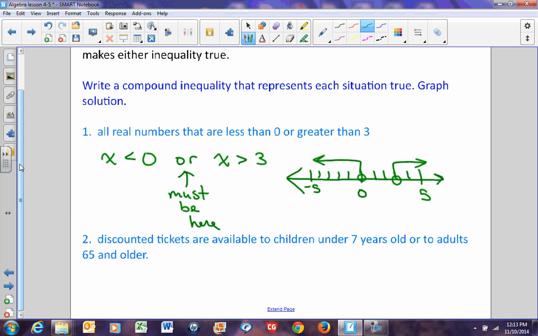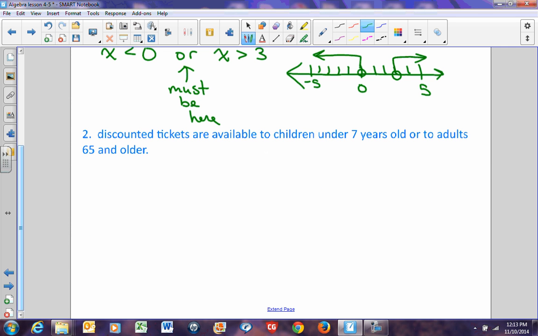Discounted tickets are available to children under 7 years old or to adults 65 and older. Okay? Children under 7, meaning not including 7. Under 7 would be x is less than 7. But adults 65 and older, so x is greater than or equal to 65. They can be 65 or they can be older. Now we need to make sure we add the word or in the middle there. So x is less than 7 or x is greater than or equal to 65.